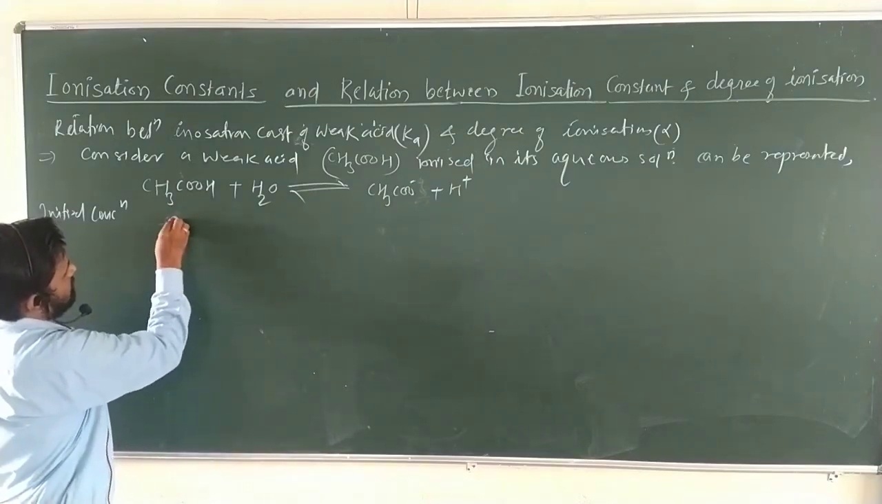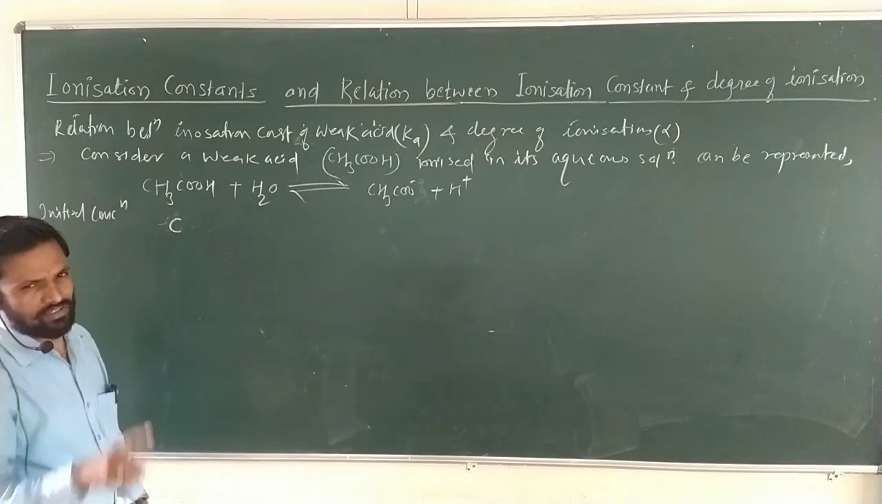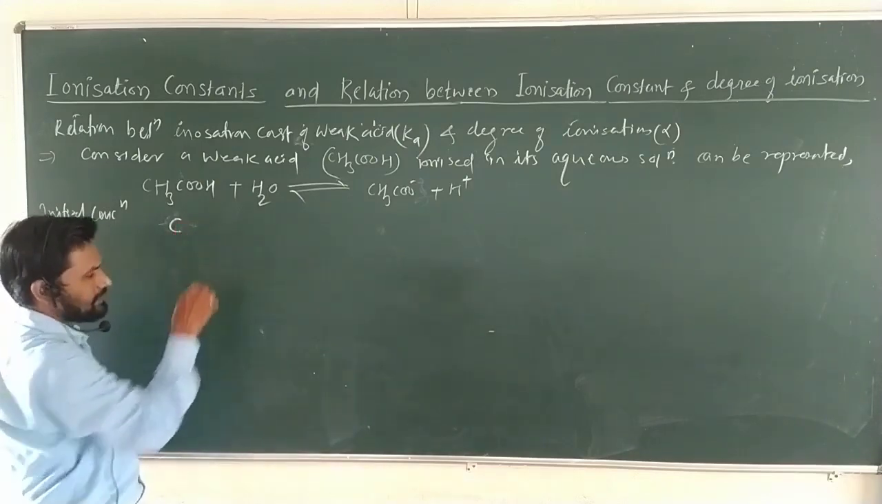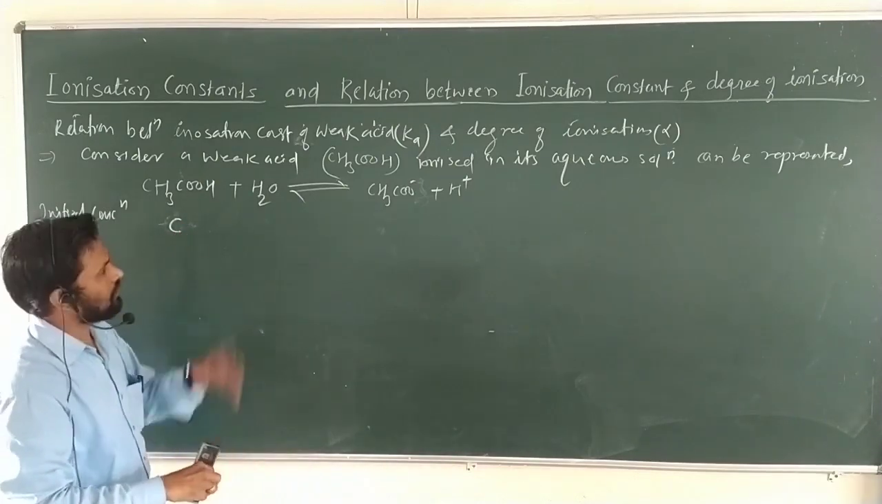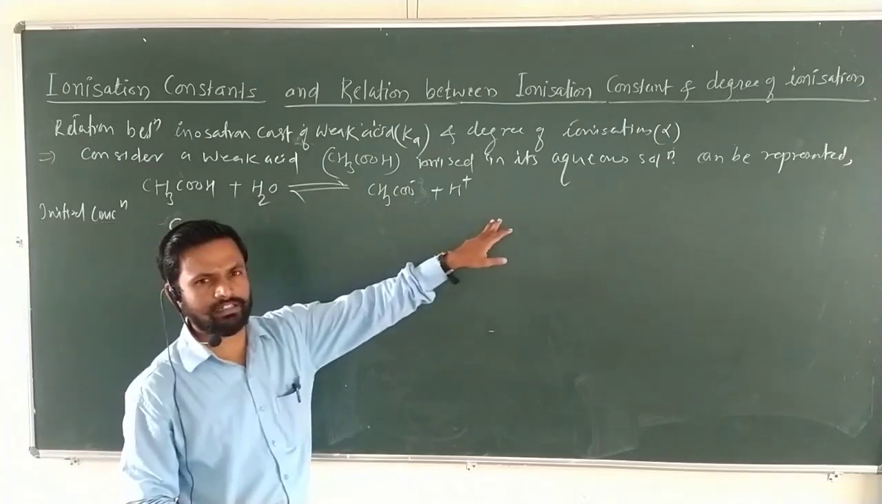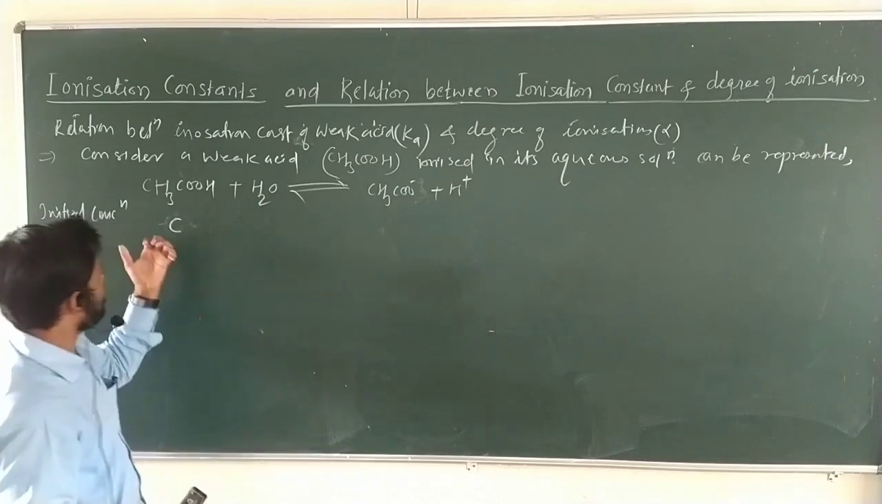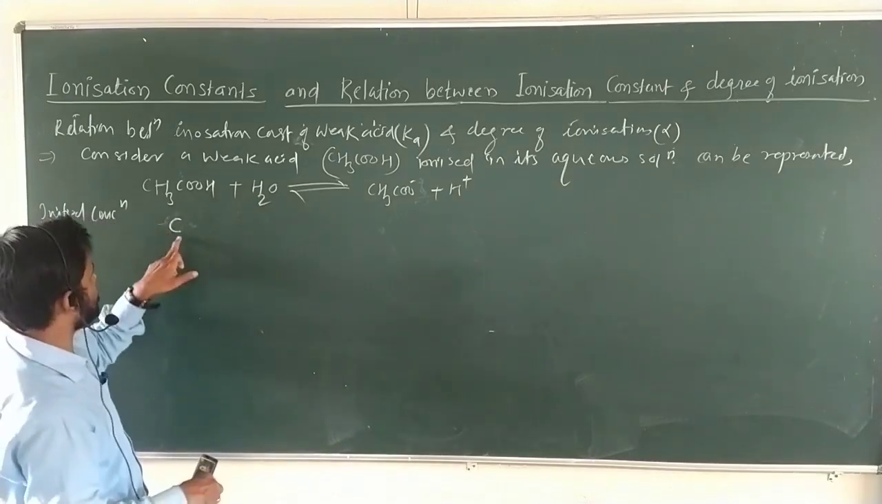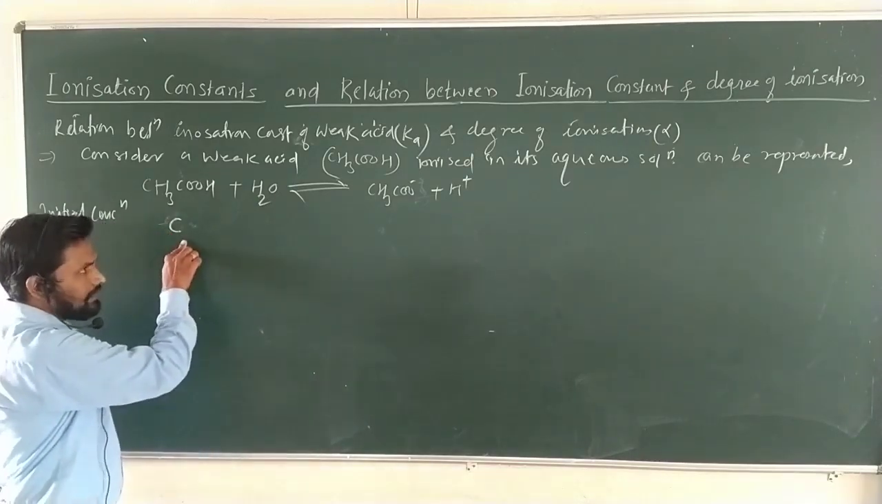Let us consider 1 mole of acetic acid is taken and dissolved in water. What will happen? Some of the molecules form acetate ions and some form H plus ions. Initially, C concentration, or 1 mole, is taken in water.